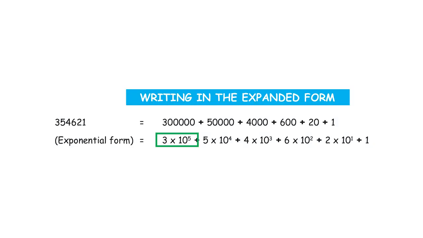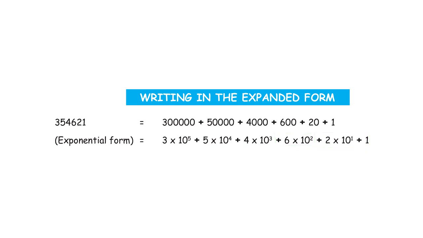You can also write it in the exponential form. We've seen what exponential form is. You write it as a base to the power of exponent. So let's see how we can do that. 3 into 10 to the power of 5, because 1 followed by 5 zeros is 1 lakh. So 3 into 10 to the power of 5 plus 5 into 10 to the power of 4 plus 4 into 10 to the power of 3 plus 6 into 10 to the power of 2 plus 2 into 10 plus 1. There you go.